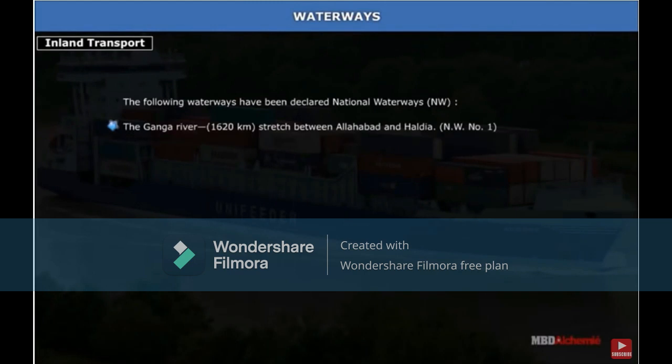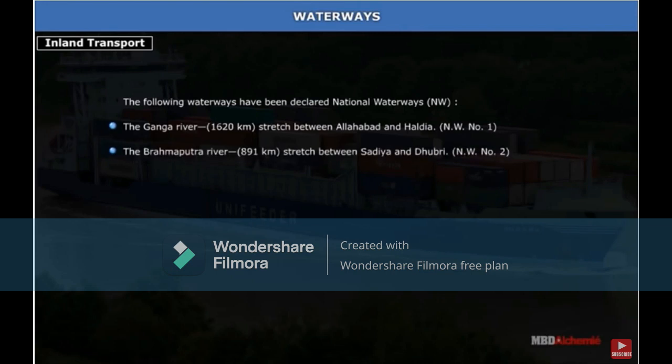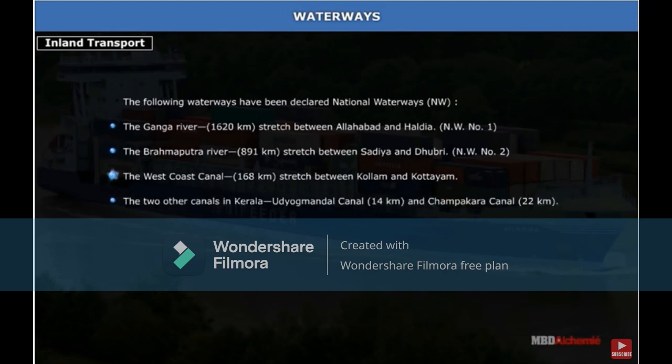NW. The Ganga River, 1,620 kilometers, stretch between Allahabad and Haldia, NW number 1. The Brahmaputra River, 891 kilometers, stretch between Sadia and Dhubri, NW number 2. The West Coast Canal, 168 kilometers, stretch between Kollam and Kottayam. The two other canals in Kerala, Udyog Mandal Canal, 14 kilometers, and Champakara Canal, 22 kilometers.